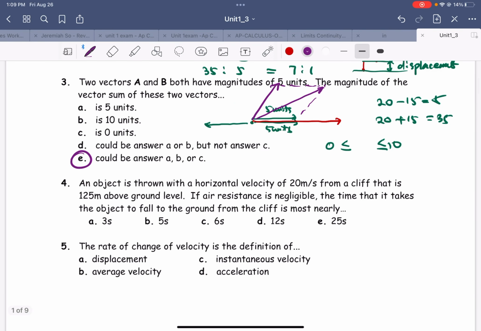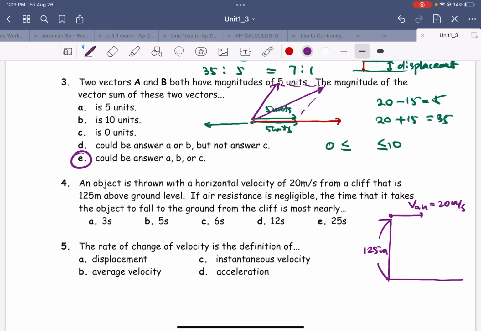Number 4, an object is thrown with horizontal velocity 20 meters per second from a cliff that is 125 meters above the ground level. The air resistance is negligible. The time it takes the object to fall to the ground from the cliff is most nearly what, right? So there's a cliff and then there's the ground. And you have a horizontal initial velocity that is 20 meters per second. Okay? And this is 125 meters above the ground.